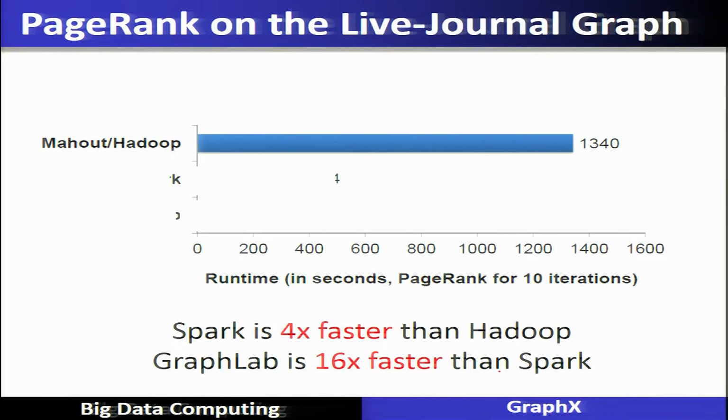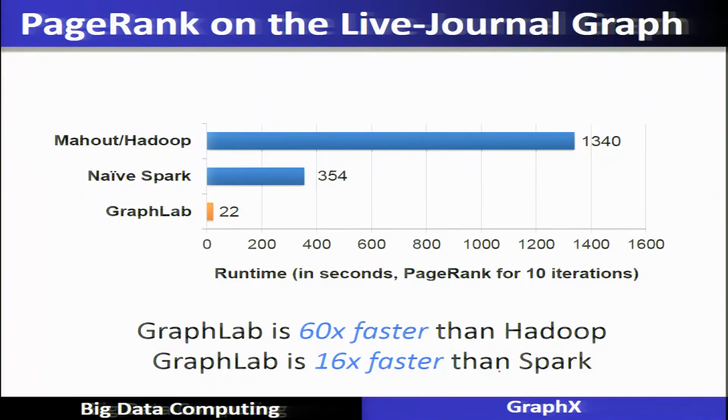So, for example, for PageRank on the LiveJournal graph, if it is done through Hadoop, it is taking 1340 of this particular time, compared to naive Spark. If you use it, it will take 354, and GraphLab is 22. And even if you see GraphX, it is even faster than GraphLab.